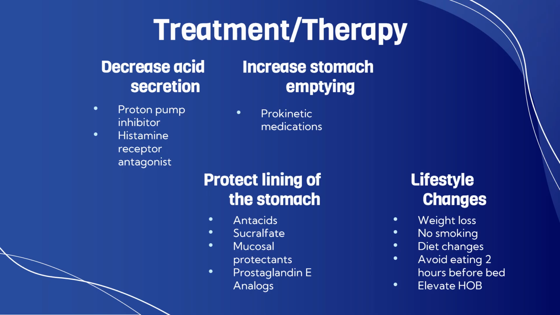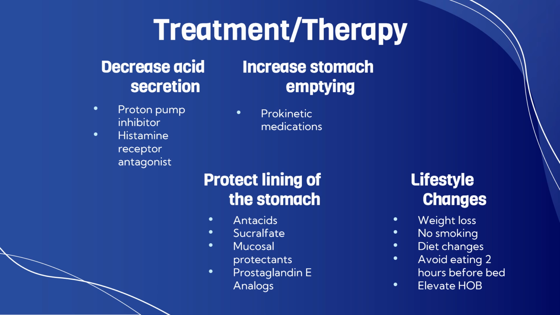So our treatment or therapy, we want to decrease acid secretion and increase stomach emptying, and so there are medications for both of those. So for acid secretion, PPIs and H2 receptor antagonists. To increase stomach emptying, prokinetics. We're going to increase kinetic activity. We're going to give medications to protect the lining of the stomach. So you can see the list there. And then some lifestyle changes.